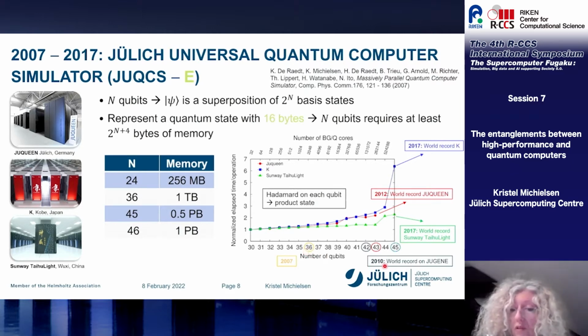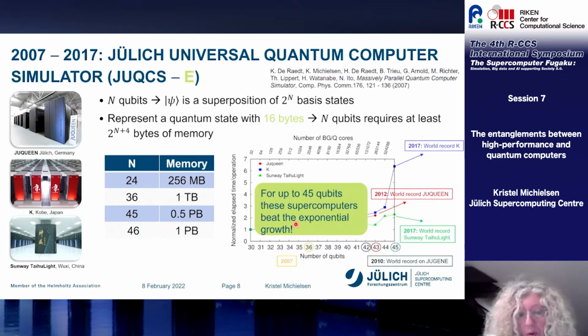Then in 2010, we had a world record on the Blue Gene machine. It was a Blue Gene/P, which was installed at the Jülich Supercomputing Center. Then in 2012, we had the Blue Gene/Q. And then we had the world record of simulating 43 qubits. And then in 2017, we had another world record in simulating 45 qubits, as well on the K computer as on the Sunway TaihuLight.